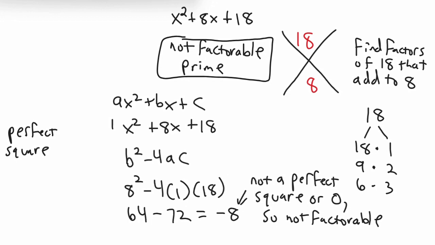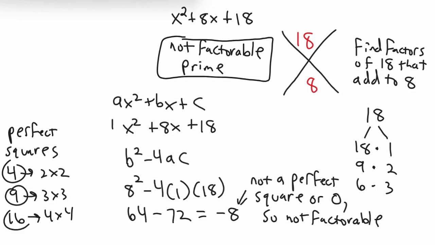Examples of perfect squares are like 4, because 2 times 2 is 4. Another example would be 9, 3 times 3. 16 is another one, 4 times 4. So these are all perfect squares. So if you get perfect squares, or if you get 0 for this formula, then it is factorable. If it's not a perfect square, it's not going to be factorable. Negative 8 is not a perfect square. So yeah, this one is not factorable.